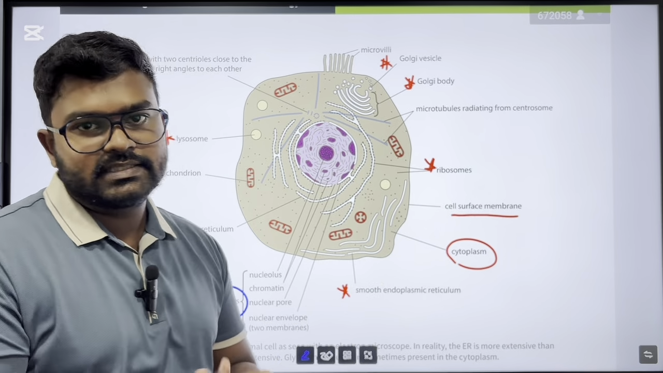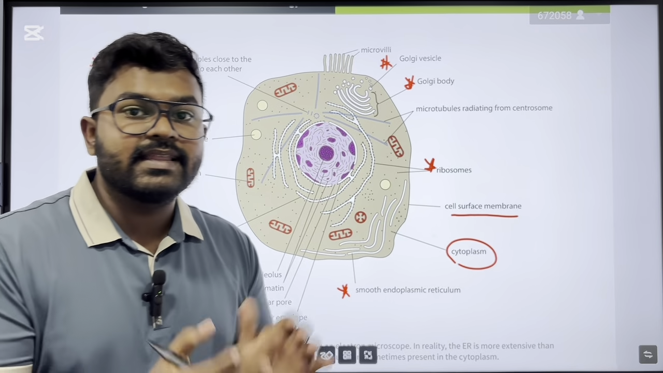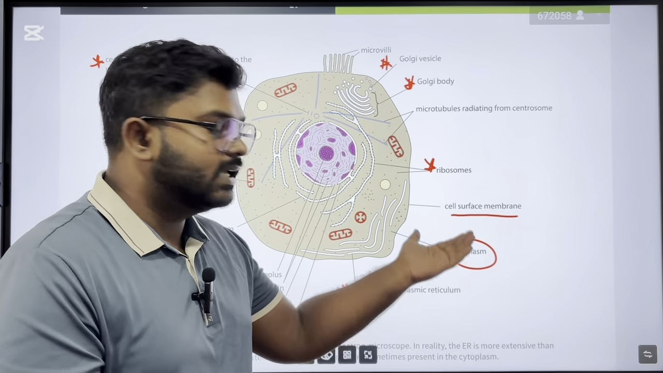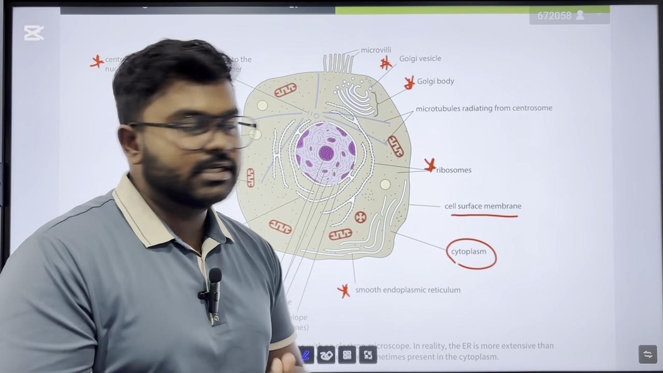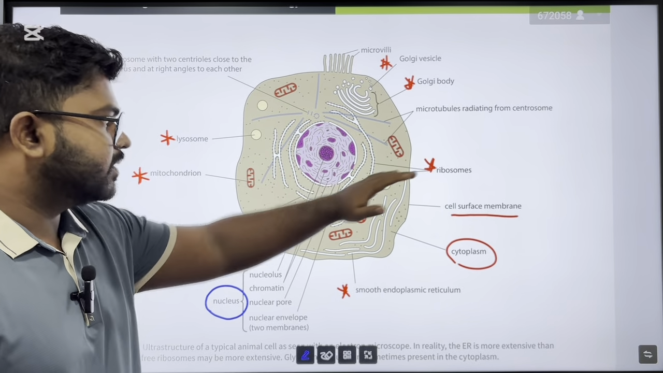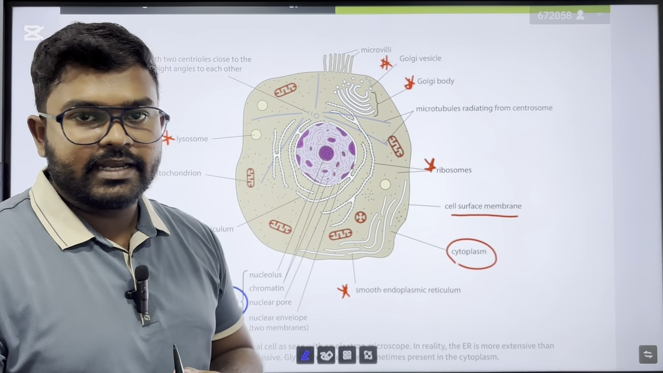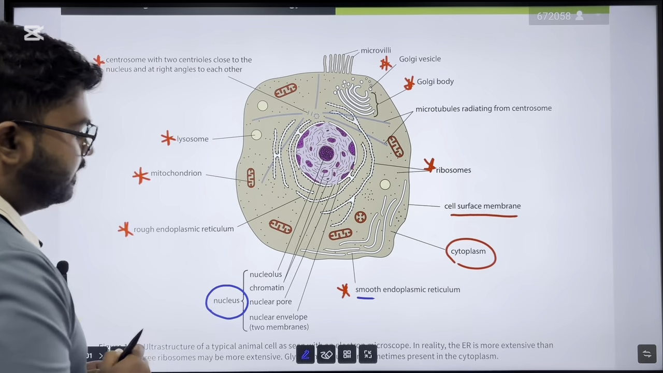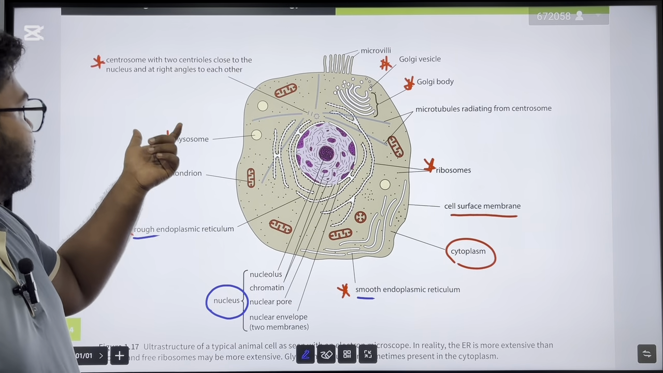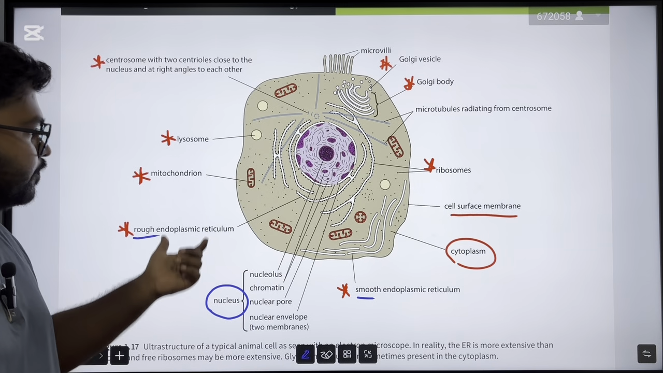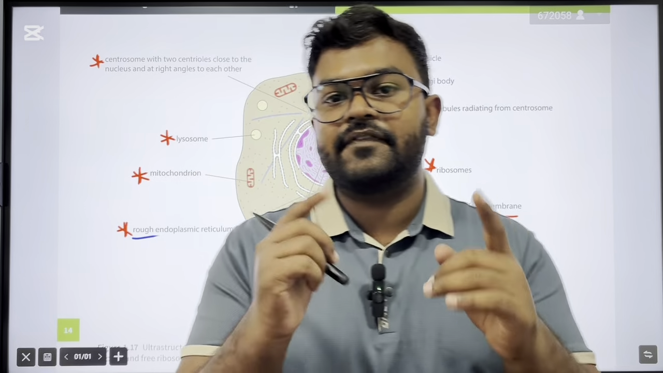The outer covering of the cell is called the cell surface membrane. Inside the cell surface membrane, there is a jelly-like material called cytoplasm. Within this cytoplasm, there are various organelles embedded. These are the organelles: ribosomes, endoplasmic reticulum. There are two types of endoplasmic reticulum, smooth endoplasmic reticulum and rough endoplasmic reticulum. There are mitochondria, lysosomes, centrosomes and nucleus. All of these organelles have a specific function.